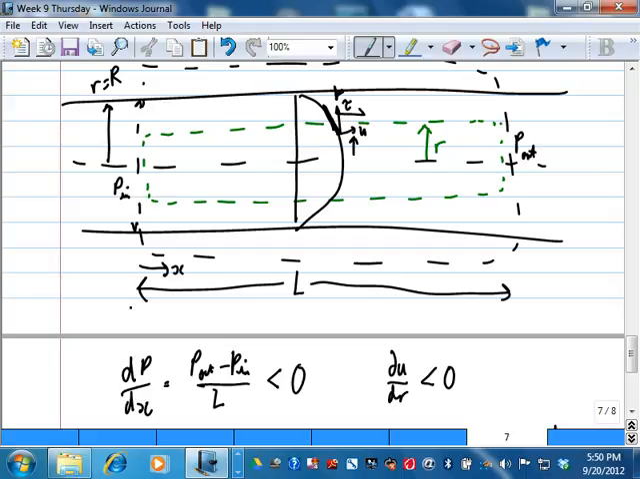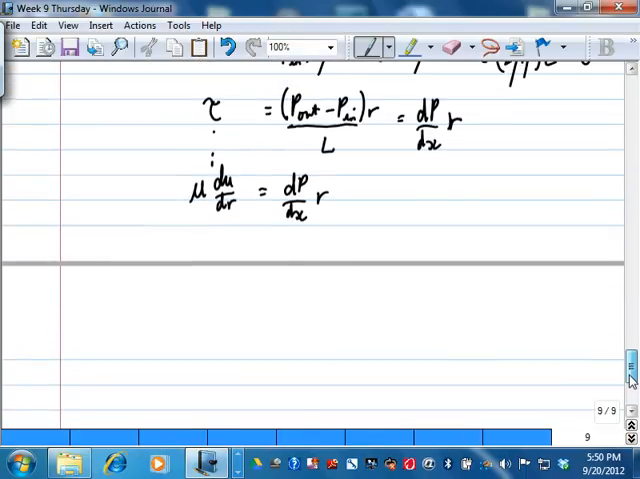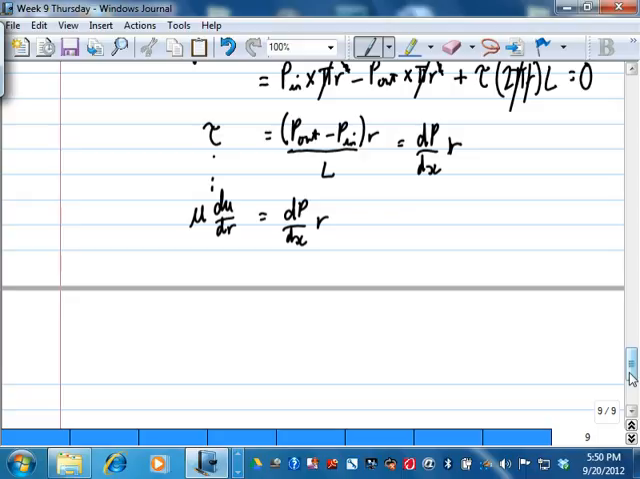That's okay if you have a long pipe. L is typically a lot bigger than the radius. So the pressure variation across the face is going to be very minimal compared to the pressure variation along the pipe. U is only a function of R, and P is only a function of X. They are two independent things. P varies with X, U varies with R. U doesn't vary with X because it is fully developed.